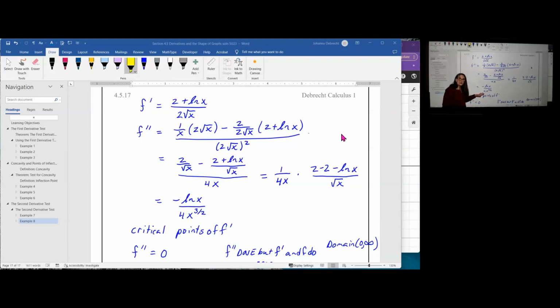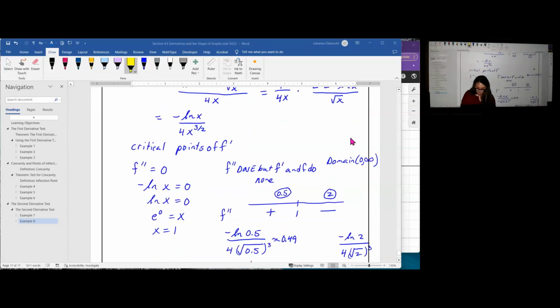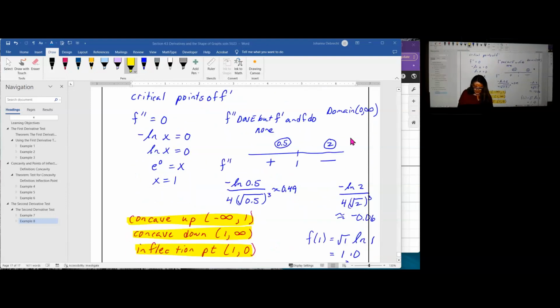To find the critical points of the first derivative, I look for where the second derivative is 0 or the second derivative does not exist, but the first derivative does. The only value that causes a problem in the second derivative is 0, but it's not in my domain, so it's not a critical value of the first derivative. Then I set the numerator equal to 0, which is negative natural log of x equals 0. Multiplying both sides by a negative eliminates that, and switching to exponential form tells me that a possible inflection point occurs at x equal 1.